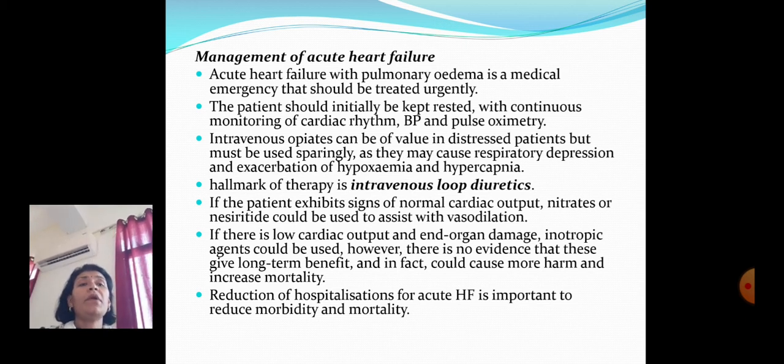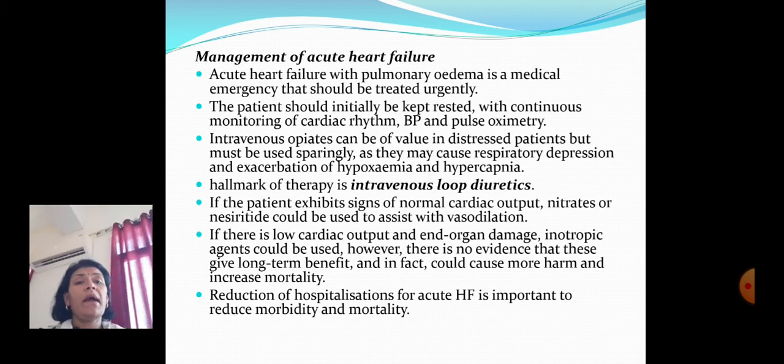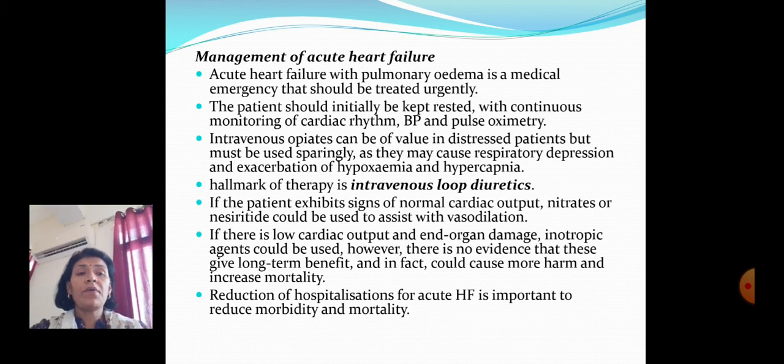The hallmark of therapy for acute heart failure is intravenous loop diuretics. If the patient exhibits signs of normal cardiac output, nitrates or nesiritide could be used to assist with vasodilatation. If there is low cardiac output and end organ damage, inotropic agents could be used. However, there is no evidence that these give long-term benefit. And in fact, there can sometimes be more harm and the mortality can increase because of the use of these. Then reduction of hospitalization for acute heart failure is very important to reduce mortality and morbidity.